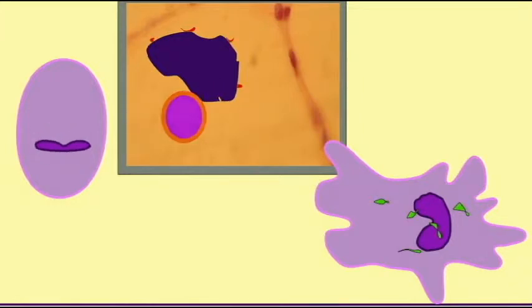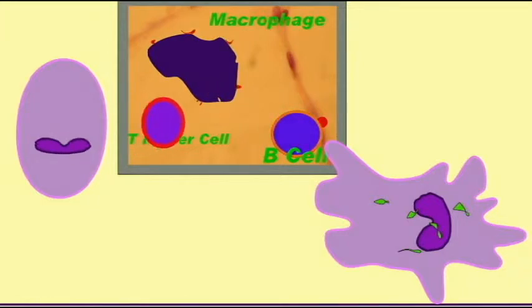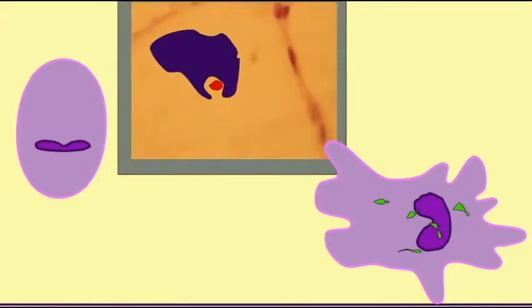Once a T helper cell binds to an APC, the antigen-presenting cell can stimulate the T helper cell with a hormone like interleukin. Thus, the T helper cell is now activated and will go on and signal other parts of the immune system. So APCs will activate the T helper cells. This is how I get activated.